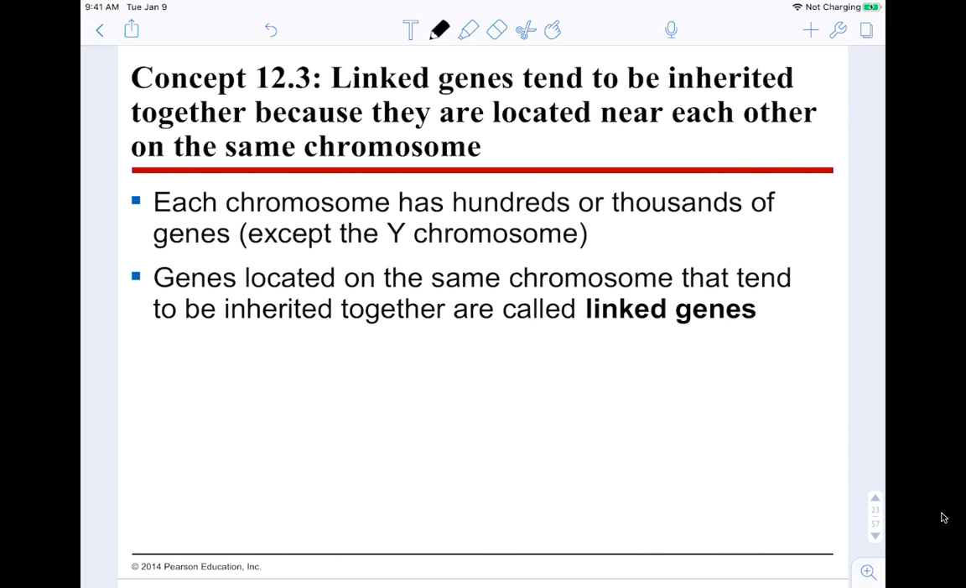Each chromosome has hundreds or thousands of genes, except for the Y because it's really small. So genes located on the same chromosome tend to be inherited together. They're called linked genes. If they're inherited together, they're called linked because they go together. It's like a package deal.